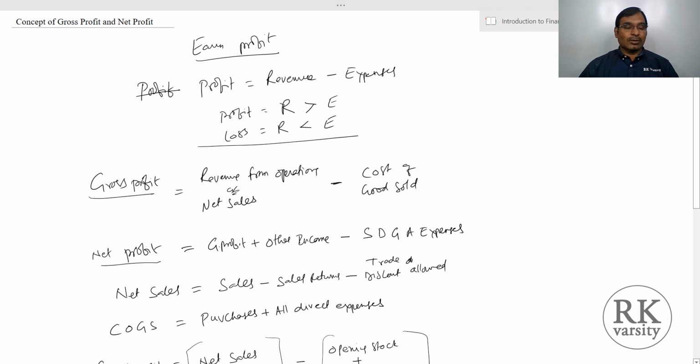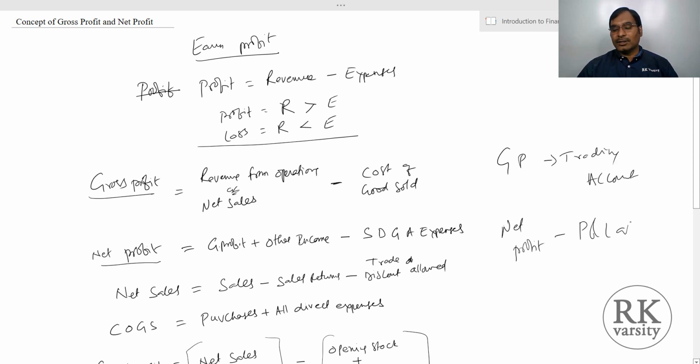So this is the core idea of calculating our gross profit and net profit. Normally we get our gross profit from the trading account and our net profit from the profit and loss account. So by calculating these two, that is a trading account and a profit and loss account, we will be able to get our gross profit and net profit. In my next lecture, I am going to explain how to calculate a gross profit using a trading account. And in another lecture, I'll explain how to calculate a net profit using a profit and loss account.